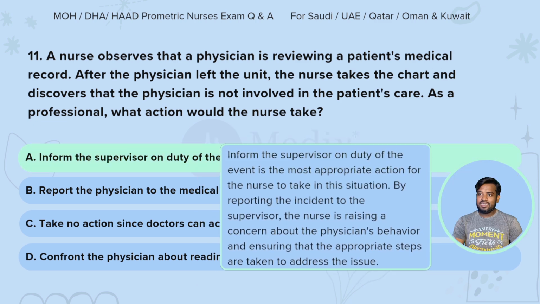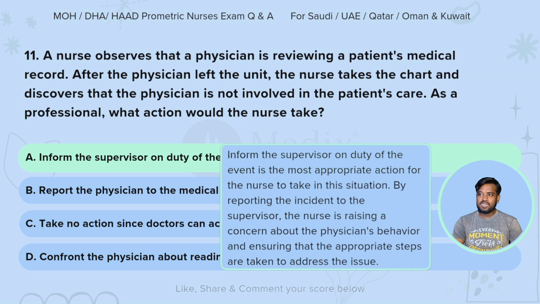The correct answer is A. Informing the supervisor on duty of the event is the most appropriate action for the nurse to take in this situation. By reporting the incident to the supervisor, the nurse is raising a concern about the physician's behavior and ensuring that steps are taken to address this issue.